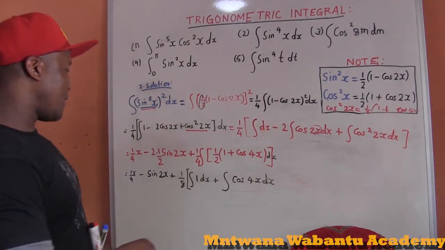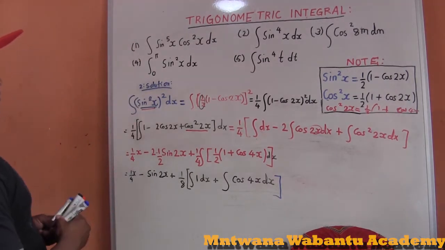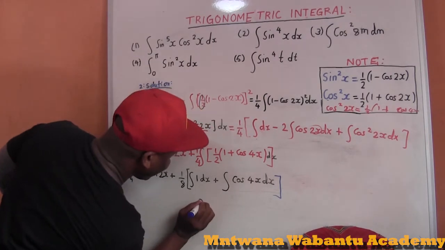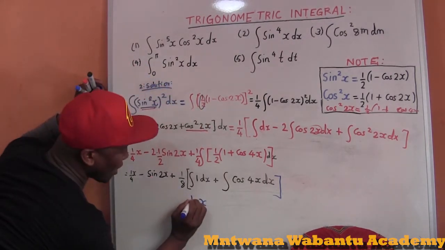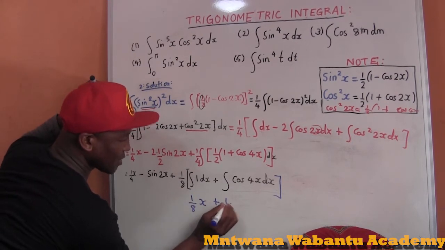The next step, we finish it. So now, when you integrate dx, you're going to get x. So this is going to give us x here, times 1 over 8: 1 over 8x plus 1 over 8 is just 1 over 8.